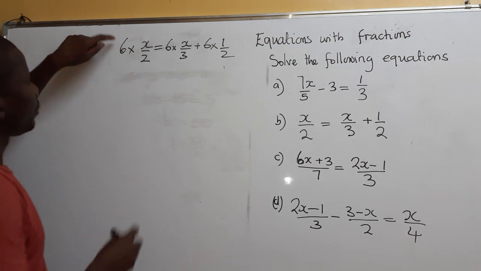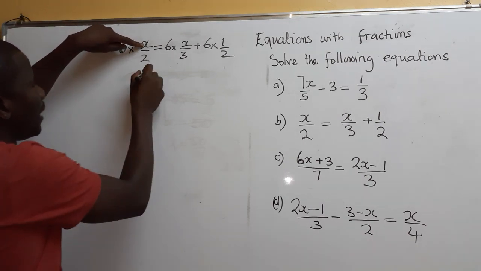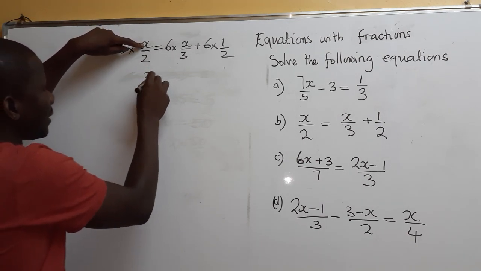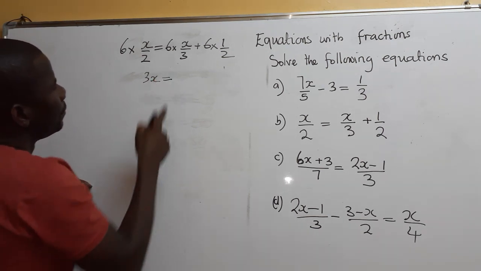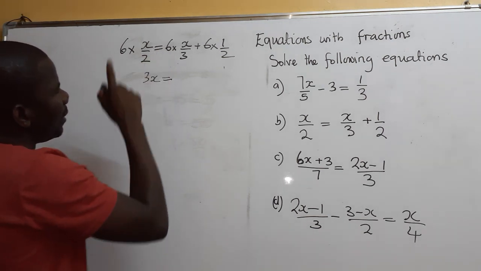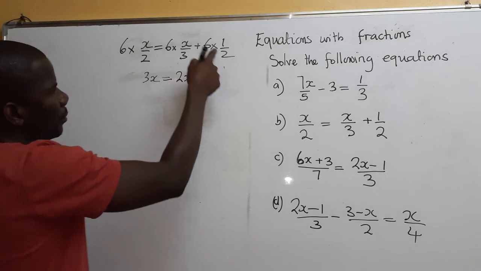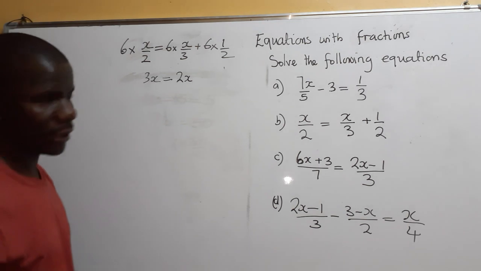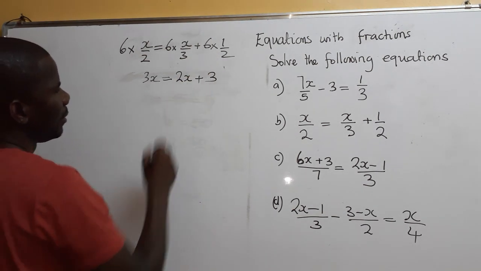Now 2 into 6 is 3. 3 multiplied by x, we have 3x. I hope that is clear. This is equal to 3 into 6, which is 2. 2 multiplied by x, we have 2x. Then 2 into 6 is 3. 3 multiplied by 1 is 3.